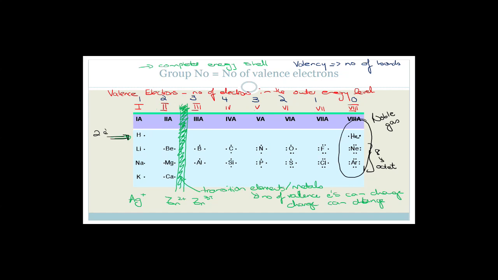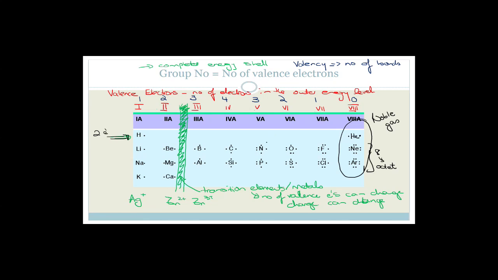If you think about lithium, okay, lithium is going to give away its electron or share this one electron. So it becomes like a noble gas. Beryllium are going to share these two. Boron are going to share these three. Carbon are going to share those four.